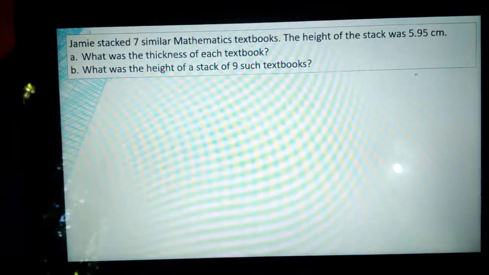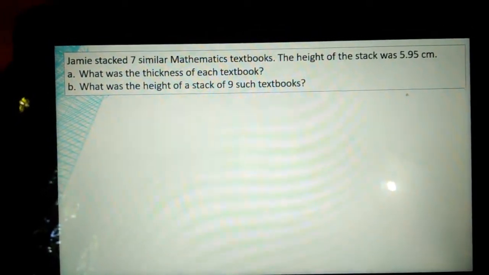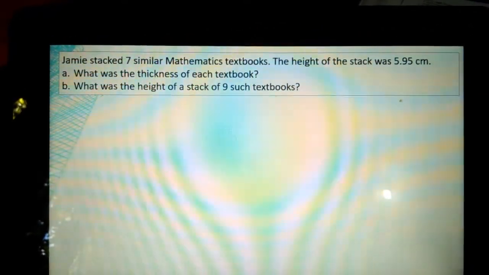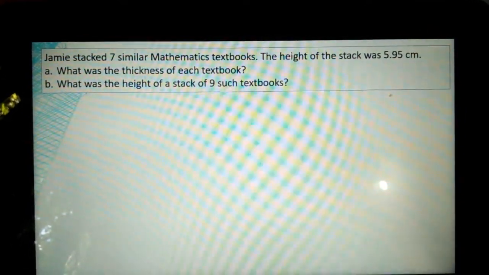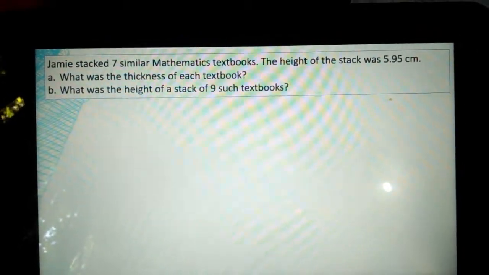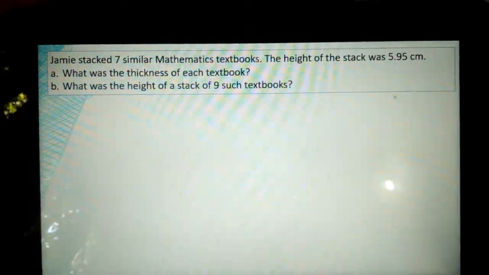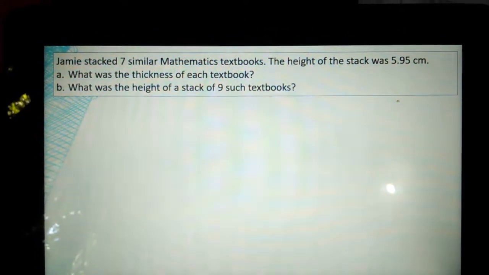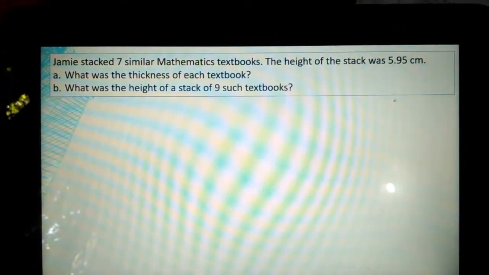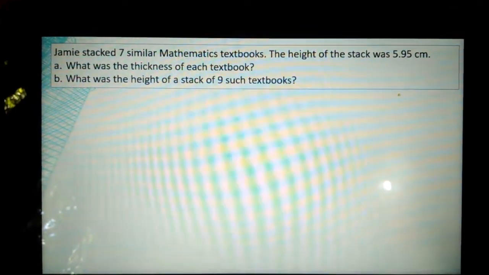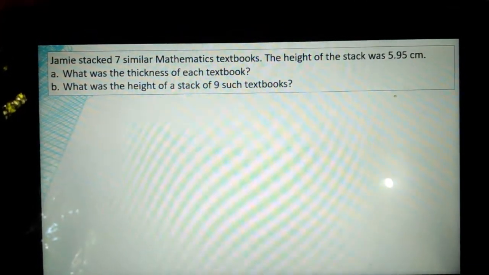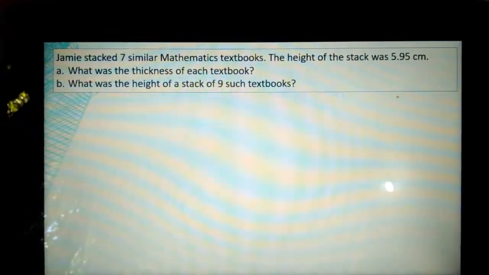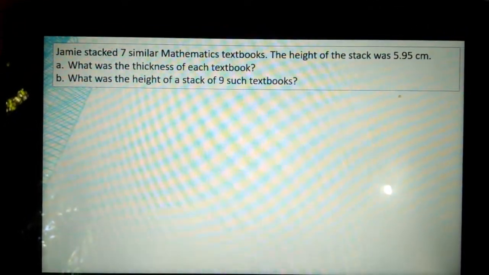The first example is: Jamie stacked 7 similar mathematics textbooks. The height of the stack was 5.95 centimeters. There are two questions here. The first question is, what was the thickness of each textbook? The second question is, what was the height of a stack of 9 such textbooks? To do these problems, there are 4 steps that you should do.